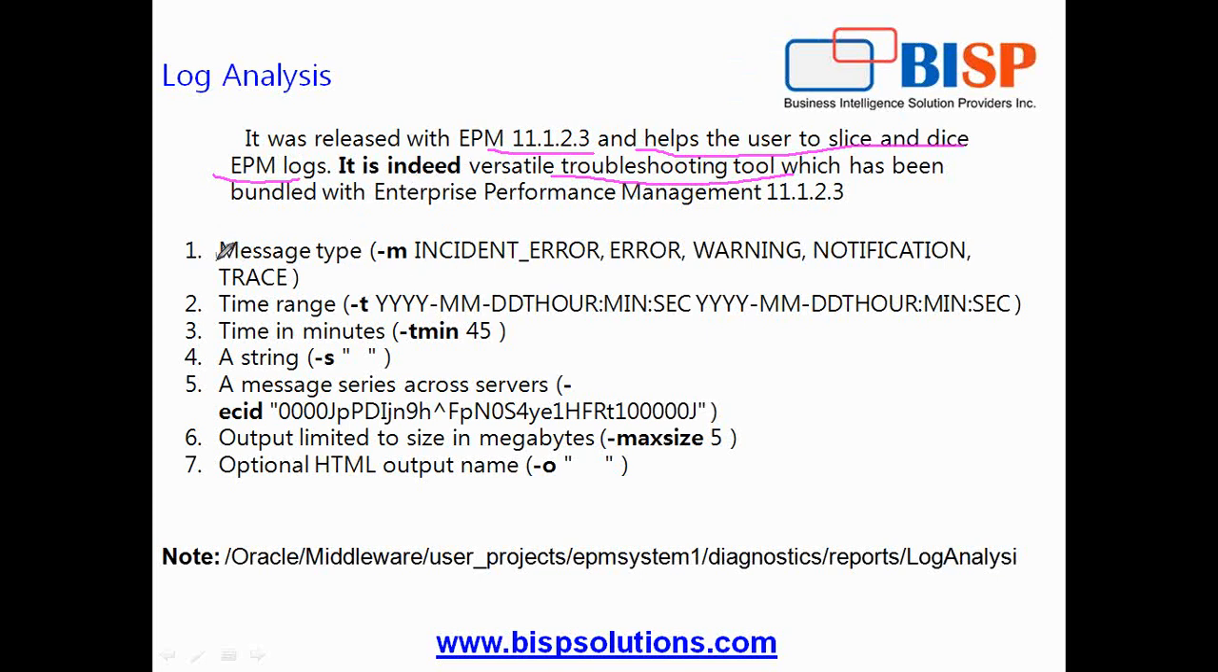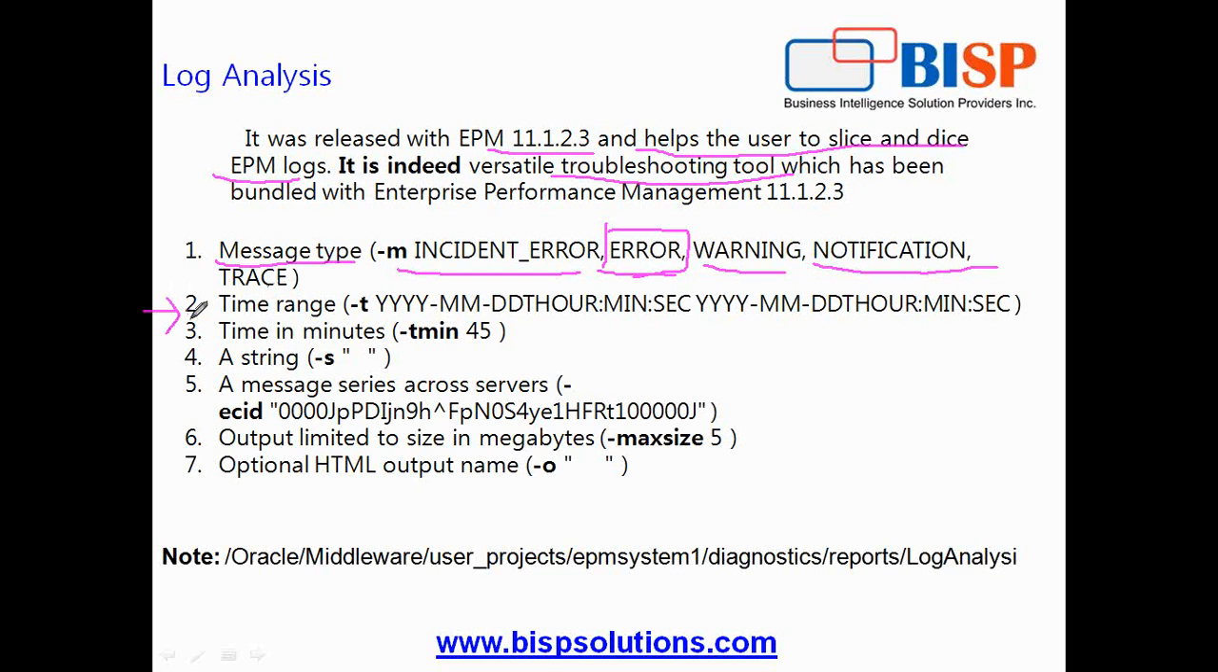First, you decide the type of messages you'd like to capture: error messages, warnings, notifications, or incident errors. You can pass -m and define the kind of message you'd like to consider. For example, if I'd like to see only error messages, I can run log analysis -m and pass error. This is used extensively.